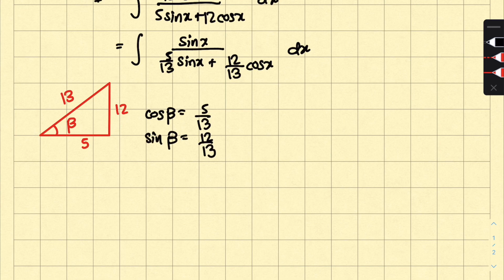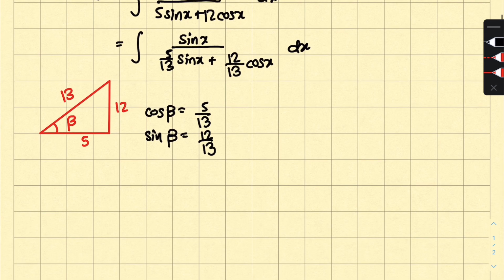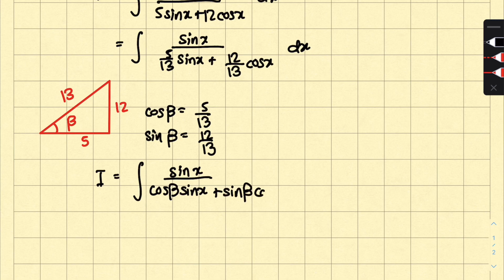And you notice we see these ratios appear in the denominator, and now we can plug these things in to simplify what our integral is. All of this might seem arbitrary, random, but you'll see the use of this. So I have cosine beta sine x plus sine beta cosine x dx.